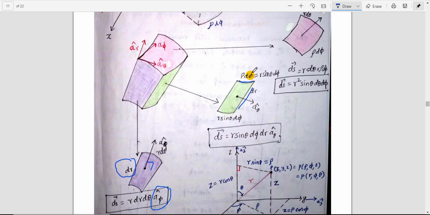So this rho can be defined as x is equal to rho into sine phi.